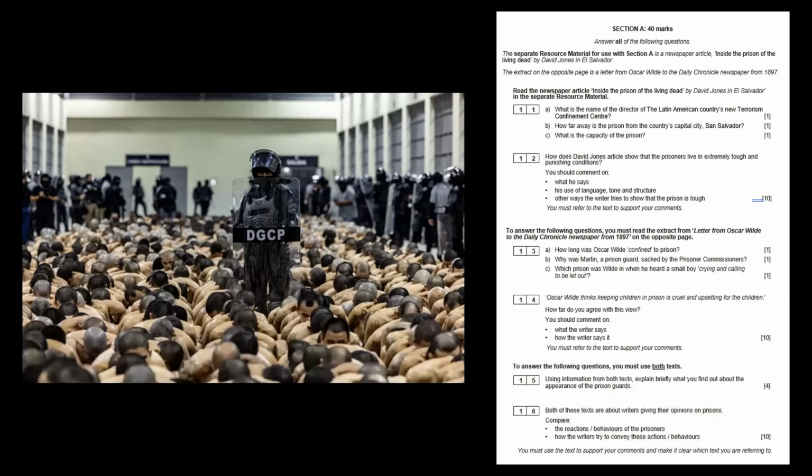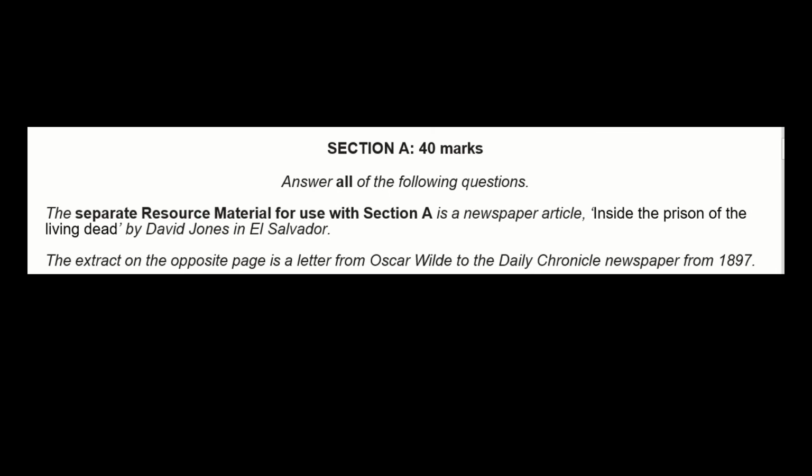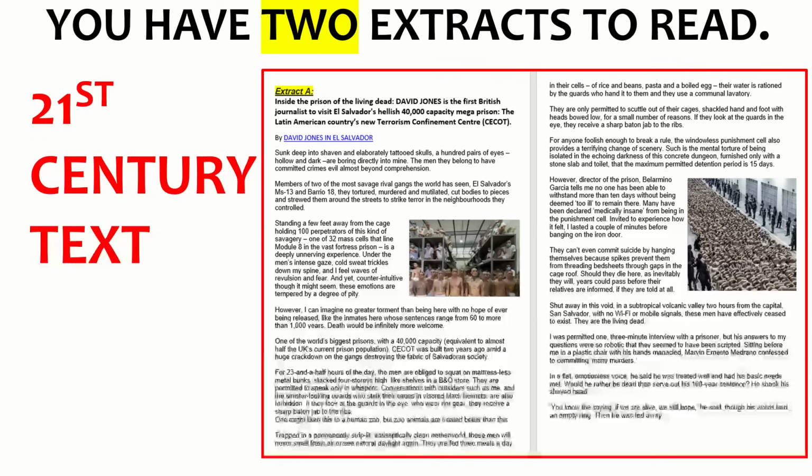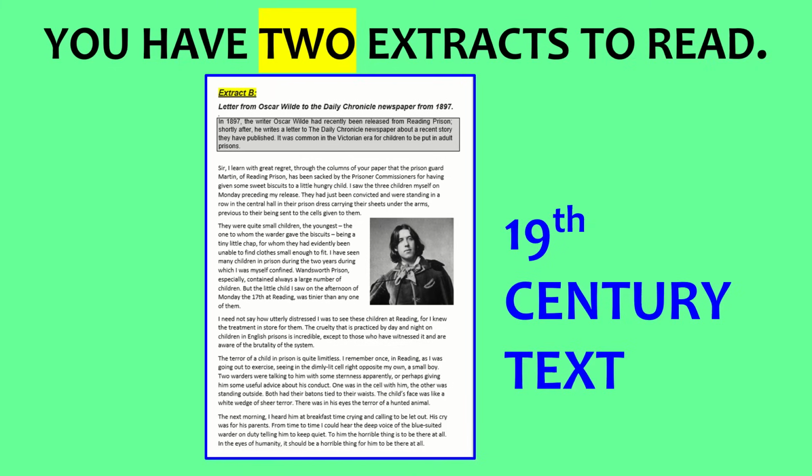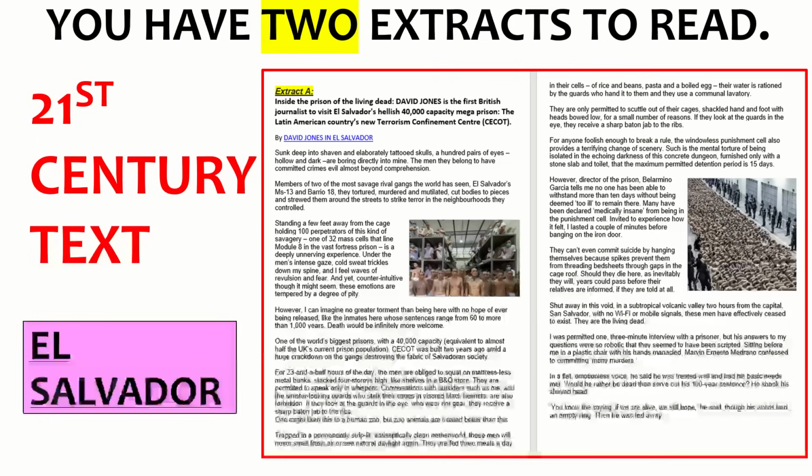You get 6 questions on 2 extracts on a similar theme. This one is about prisons. So you get a 21st century text on prisons, or whatever the theme is, and then a 19th century one. The one we're looking at at the start of the video is a place in El Salvador, where Donald Trump is recently thinking about sending some of the worst criminals from America.